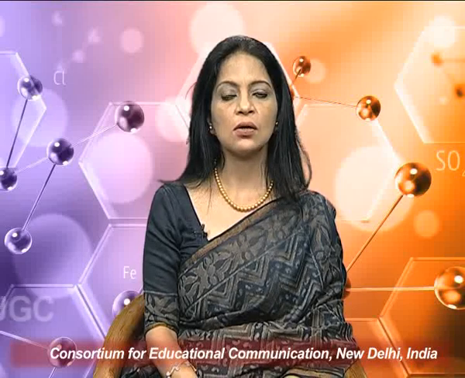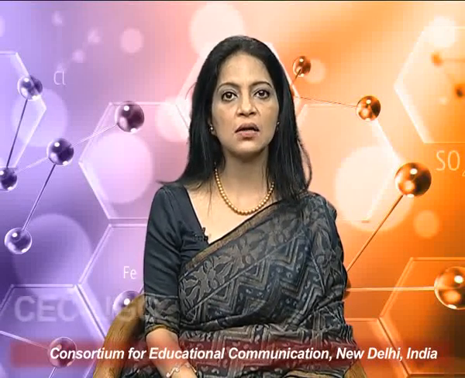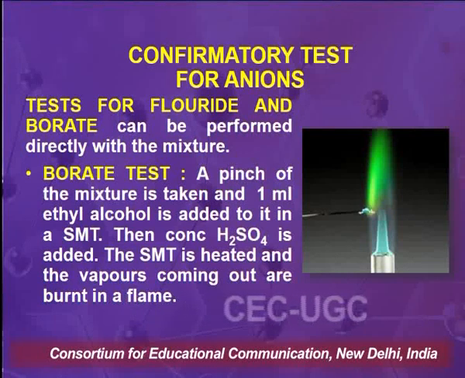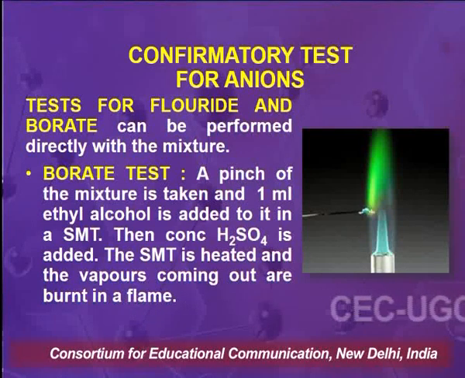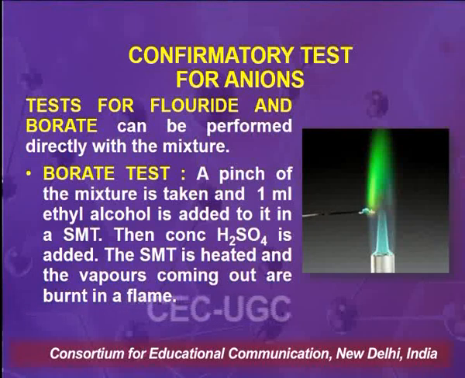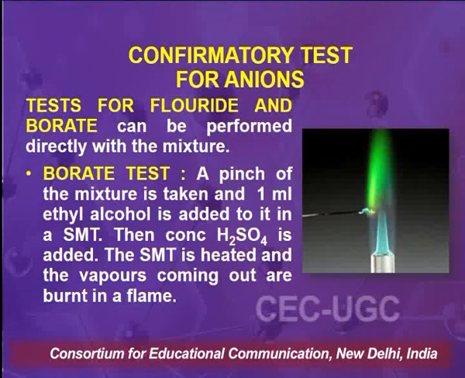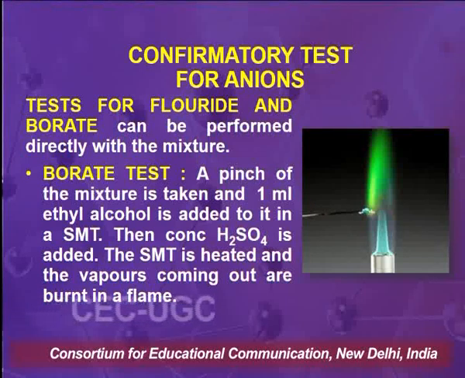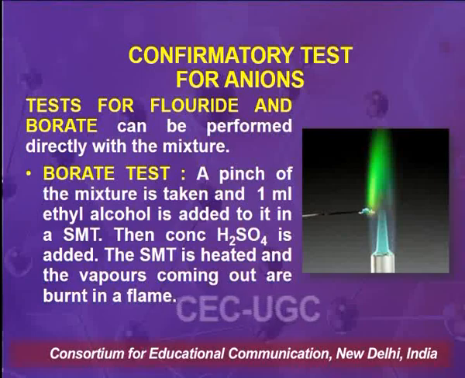Another test can be performed for ions like fluoride and borate. These tests can be performed directly with the mixture. For borate ions in a mixture, a pinch of the mixture is taken and 1 ml of ethanol or ethyl alcohol is added to it in a semi-micro test tube. Then concentrated sulfuric acid is added, the semi-micro test tube is heated, and the vapors which come out of the test tube are burnt in a flame.